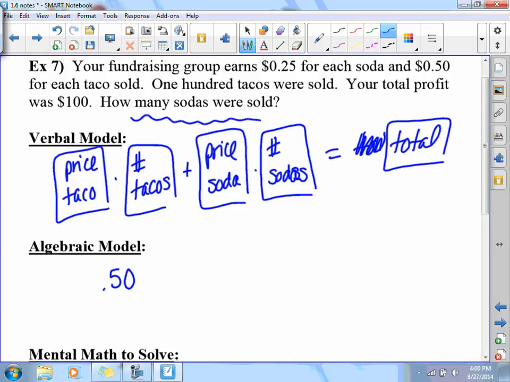And do I know the number of tacos that were sold? Yes, I do. 100 tacos were sold. So 50 cents times 100. And we'll be able to calculate that in a moment. I'm just going to keep substituting for now. The price that I earned for each soda is 25 cents, so 0.25 times, we don't know the number of sodas, so I'll use N for soda. But I do know I raised a total of $100.